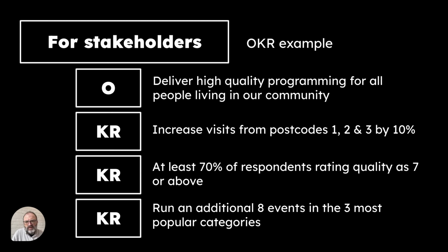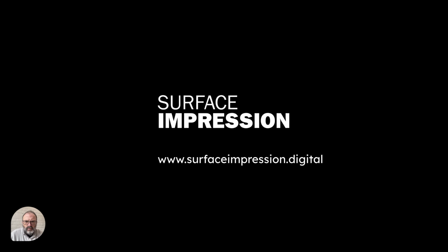Another key result might be quality ratings from participants, so it may be that 70% of your respondents rate quality as 7 or above. And a final key result might be that you deliver more, so you run an additional 8 events in the 3 most popular categories with your audience. These are all key results that support that overall objective. But by splitting it into parts, no one of those becomes too heavy or chiseled out of stone that the organization must always bow down to. We can really focus on the objective rather than the measurement.